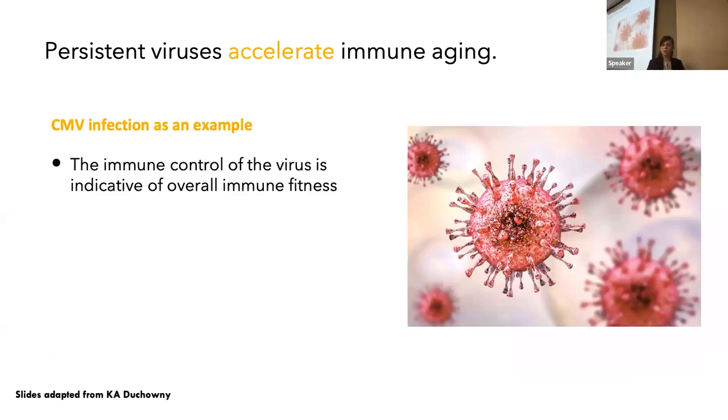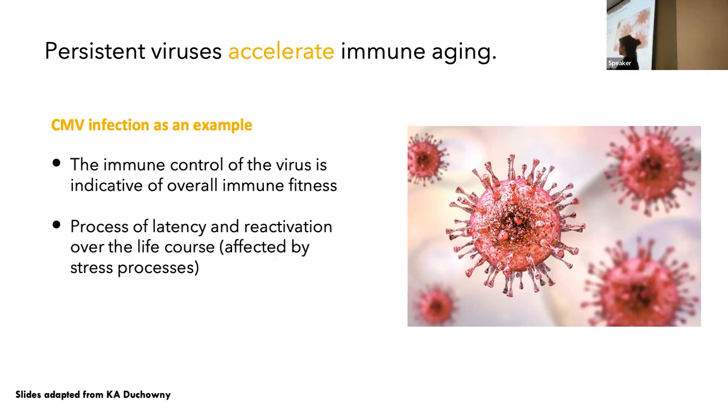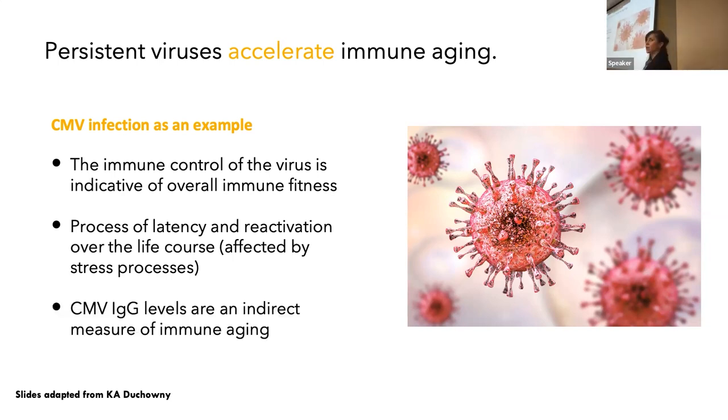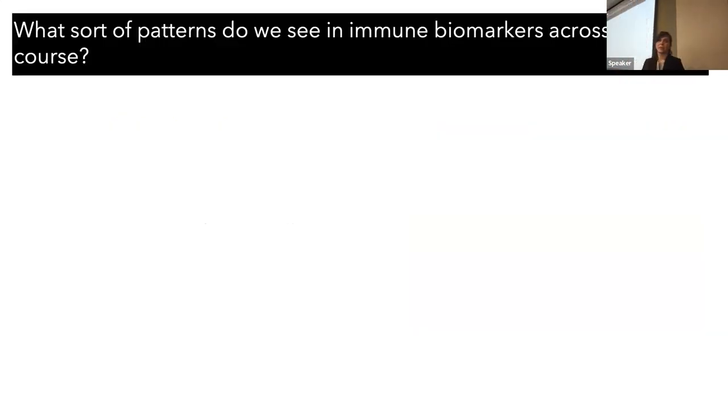So immune control, when we look at one of the markers that we use is called CMV immunoglobulin G, IgG, it's your antibody response to CMV. When we look at that and we see high levels in an older person of CMV or even in a younger person, what that tells us is something about the overall fitness of your immune system and its ability to keep that virus into a quiescent state. Like I said, this process of latency and reactivation over the life course is affected by stress processes. And so then we use things like CMV IgG levels as an indirect measure of immune aging. And I'm going to use that in some studies I'm going to present today.